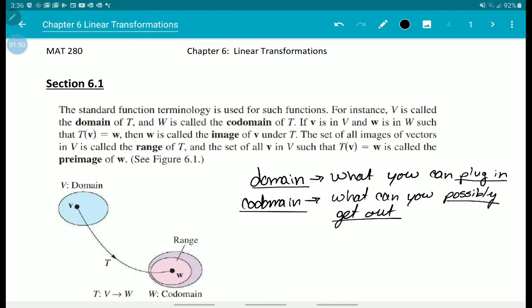Our definition of a domain is the same as it is from functions. It's that thing that you're plugging in. The codomain consists of things that you can possibly get out. Now, the range is actually what you are getting out. The set of all images of vectors in V is called the range of T. So the range is what you actually get out.